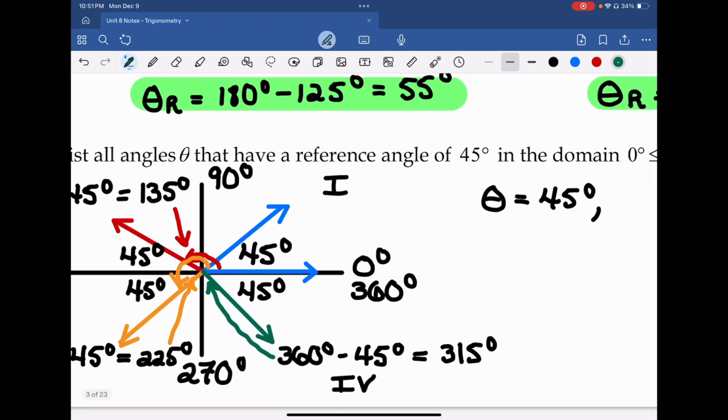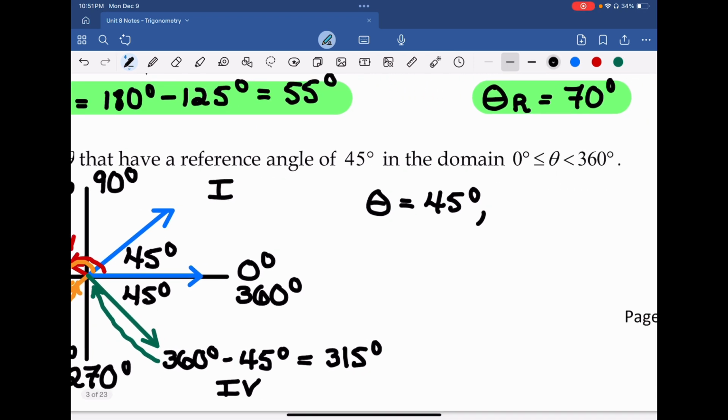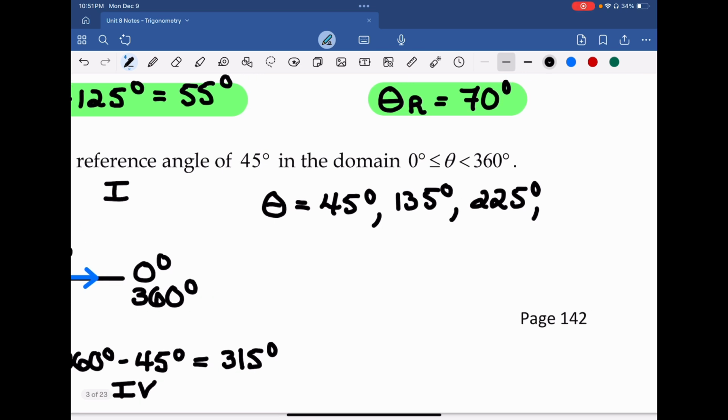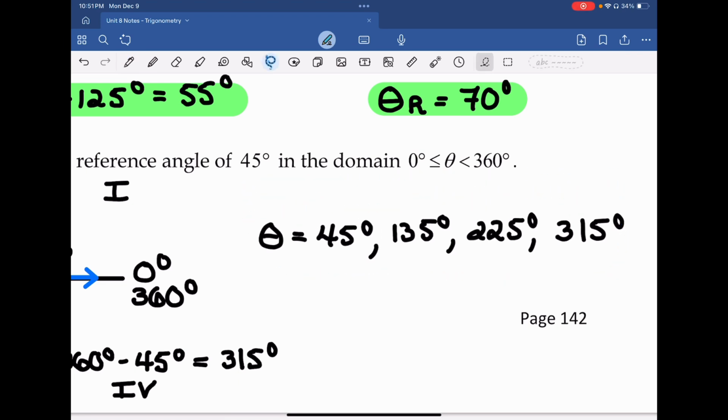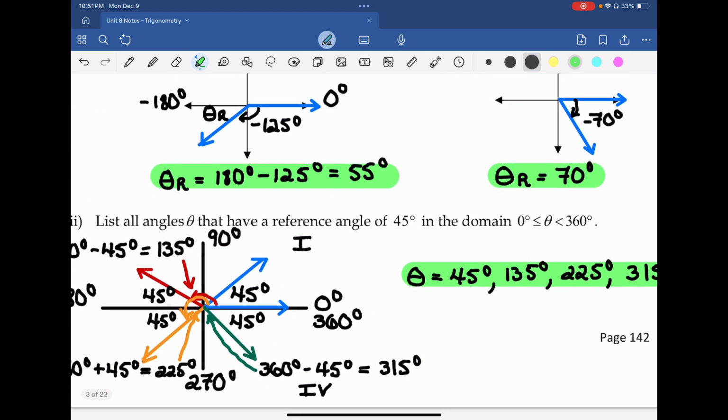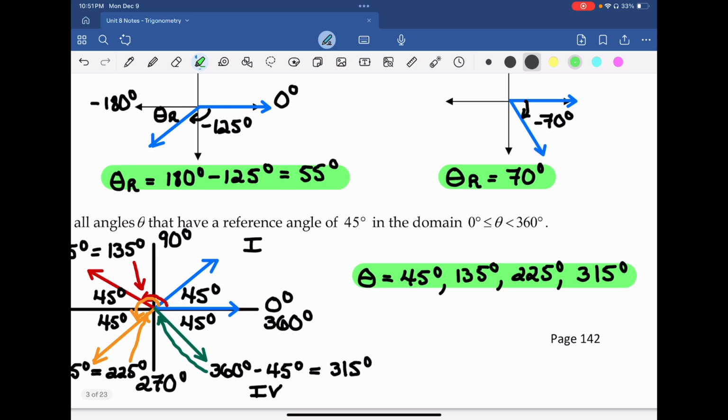Now, of course, we want to summarize all these solutions. We've started by writing out 45, but we also had 135. So we're going to write that out here. So 135 is the other solution. We also had 225. And then our very last solution was the 315. There we go. And I'm just going to make sure I kind of pull this down to organize it and highlight it, because this is all of the solutions that are contained within that domain. When they say domain, this is all the possible angles that would make this true, or all the possible angles that would have this reference angle of 45.